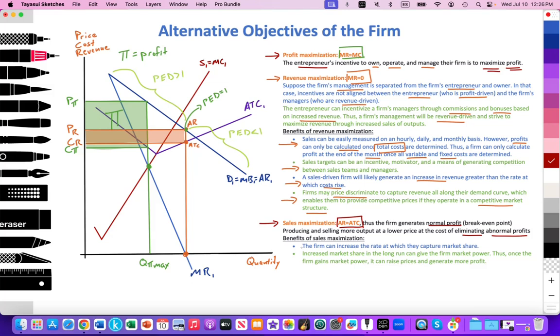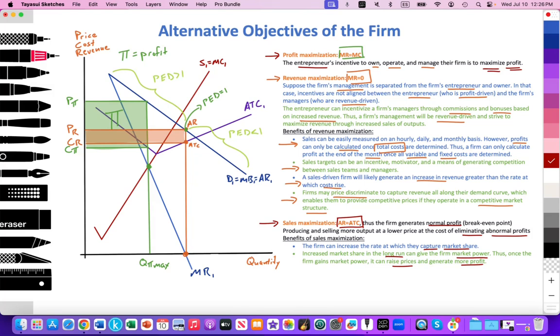What's the benefit? Why would a firm do this? The firm can increase the rate at which they capture market share. They're providing very low competitive prices. They're trying to become the cheaper substitute. They grab market share. They expand in size within that particular industry as they grab market share. And as they grab market share, they eventually get more market power. And as they get more market power in the long run, they can then begin to raise price and generate profit. All right. So firms that are trying to aggressively expand may be sales maximizing.